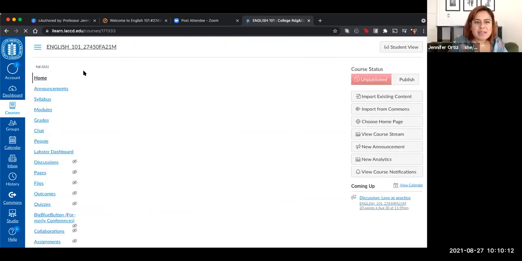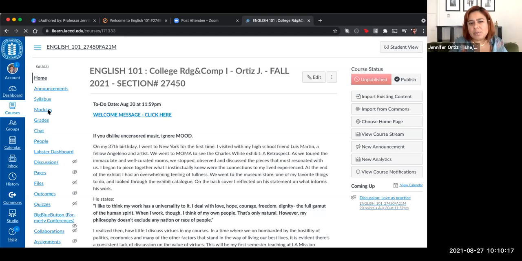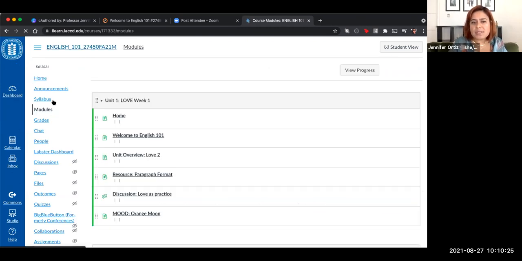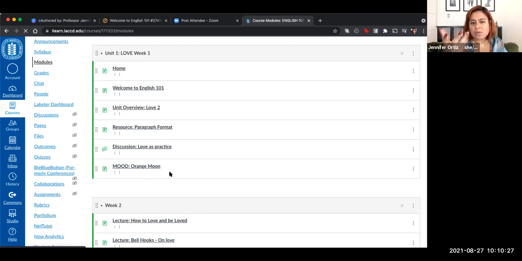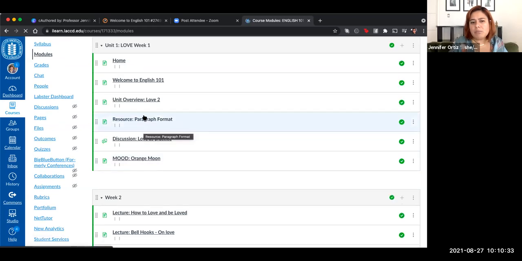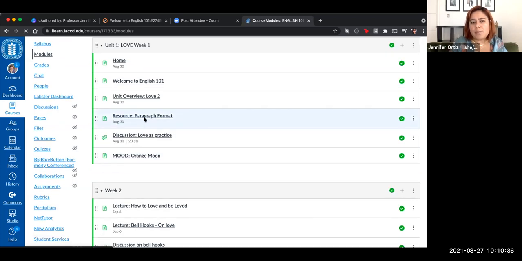So this is what my Canvas shell looks like. Here's an example of how I embedded a hyperlink. This is my welcome message. When I go to modules, which is how I organize my class, the first unit is on love. For example, I'll have a lecture on paragraph format.